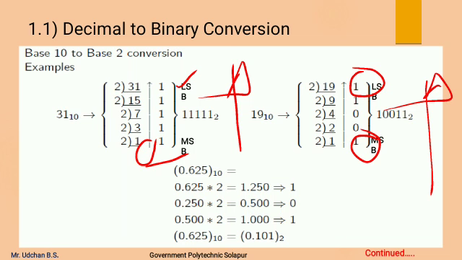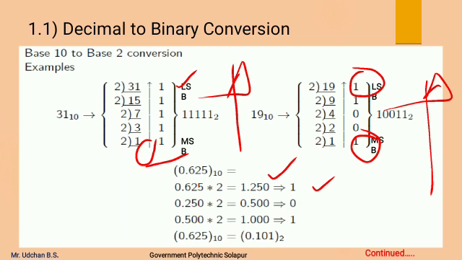Third example is 0.625. That is a fractional part. Now to get the binary number, we are going to multiply successively by 2. First, 0.625 is multiplied by 2, which will give 1.250 as a result. Write down the integer part of this multiplication aside, that is 1.